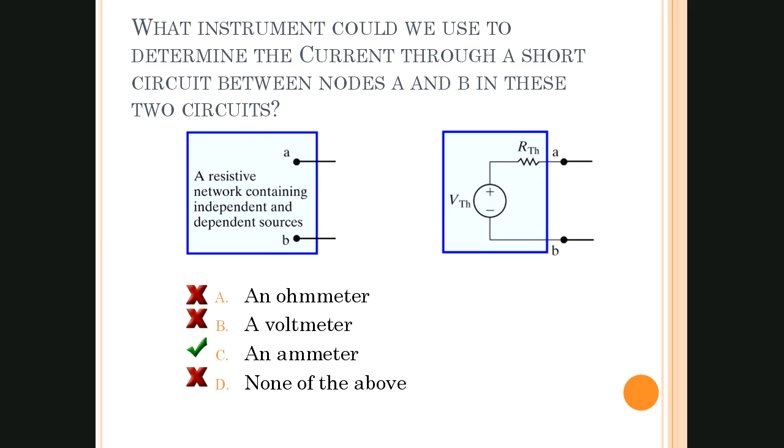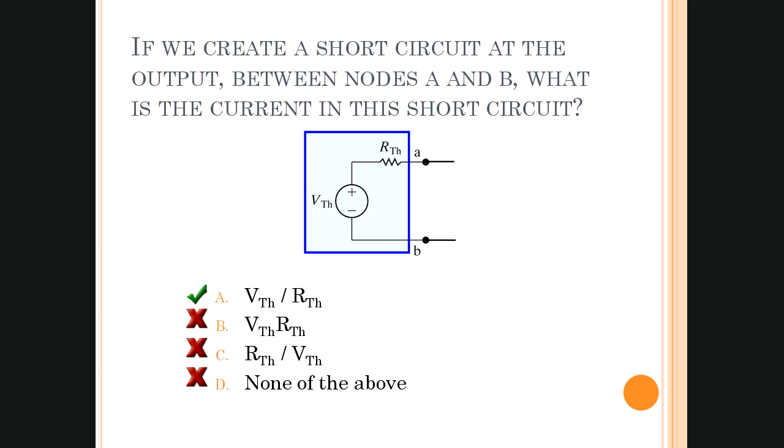Okay, and the next one is a very simple, intuitive question because it's labeled in a diagram. If we create a short circuit at the output between the nodes A and B, what is the current in this short circuit? What it's asking, and I'll draw a line here in red, is if I were to put a piece of wire across A and B and short the output, what is this circuit equivalent to?